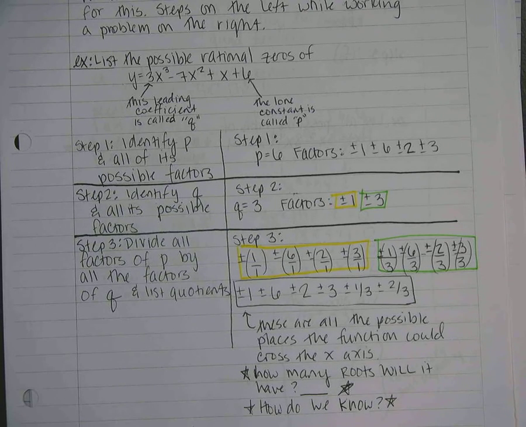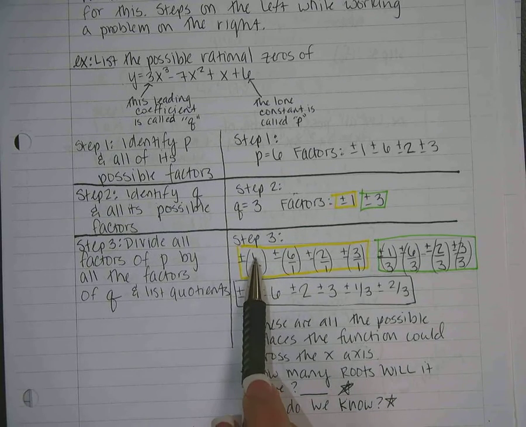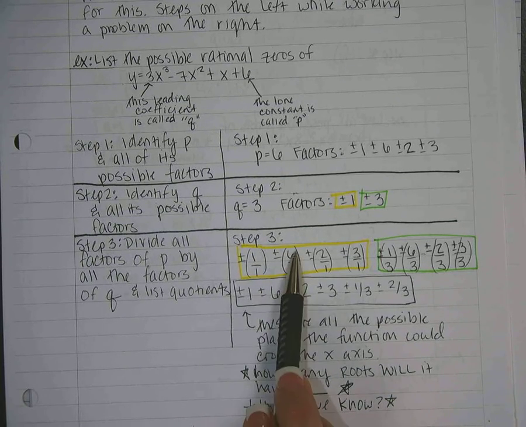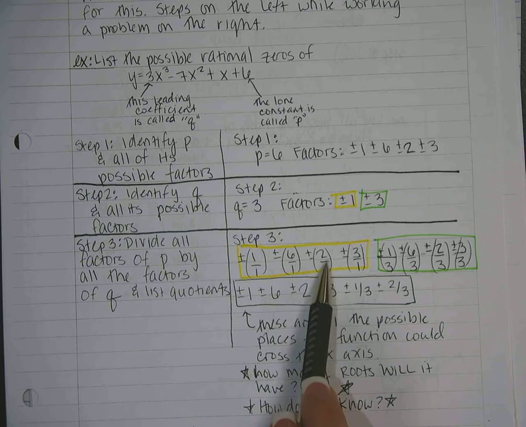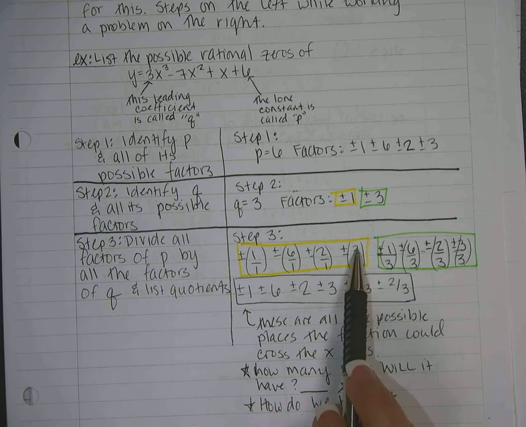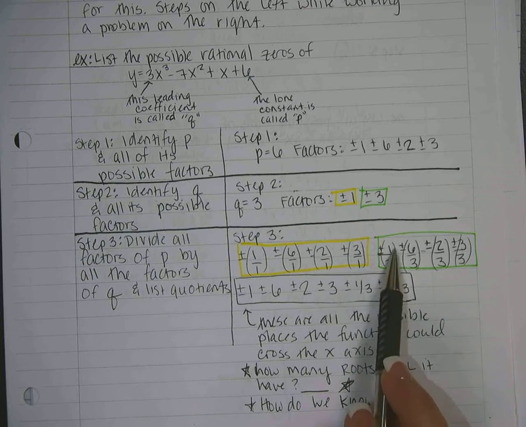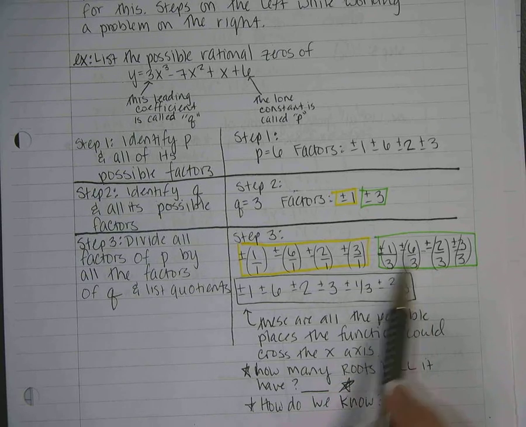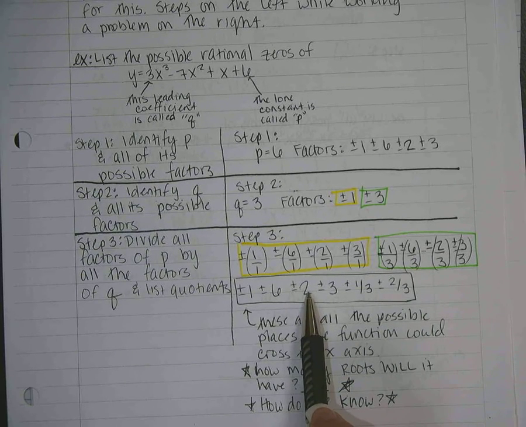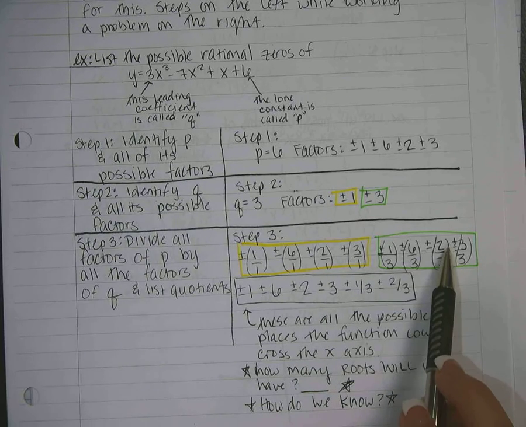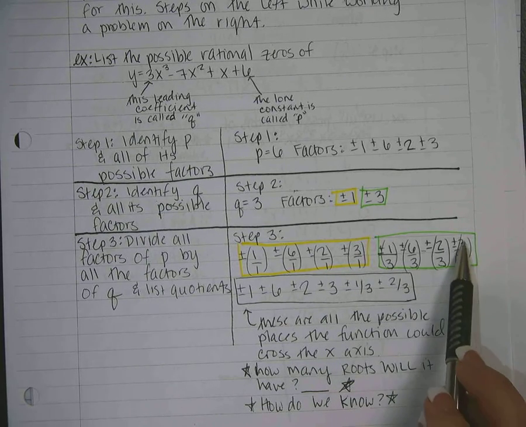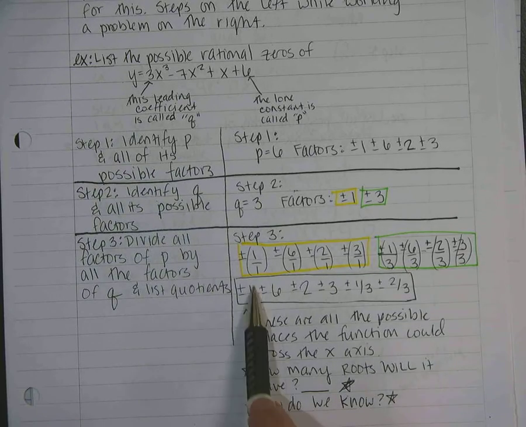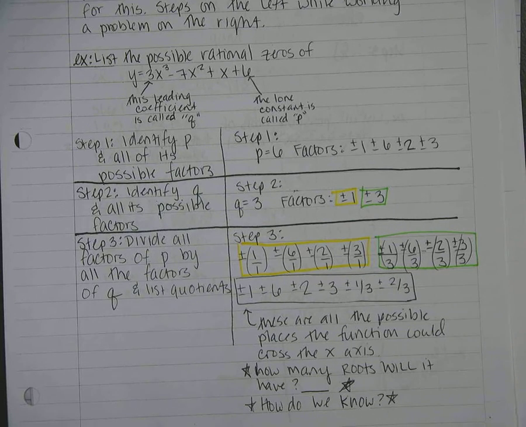Now, some of the roots are going to repeat. So let's just go through here and see what it looks like. 1 divided by 1 is 1. 6 divided by 1 is 6. 2 divided by 1 is 2. 3 divided by 1 is 3. 1 divided by 3 is 1/3. 6 divided by 3, that's 2. I've already listed 2 right here, so I don't need to rewrite it. It's not necessary. Then 2 divided by 3 is 2/3, and then 3 divided by 3 is 1, which has already been listed. These are all the possible places this function could be crossing the x-axis.